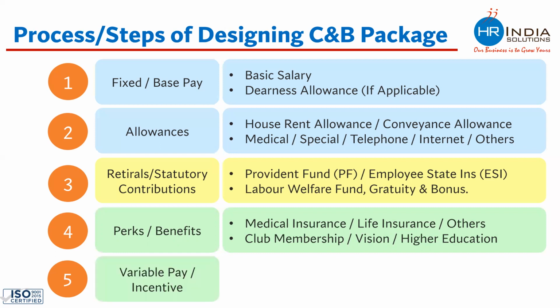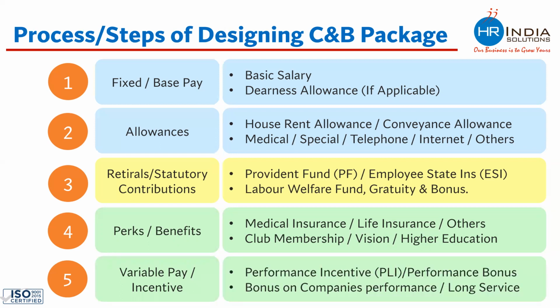Fifth and last step is variable pay or incentive. If the position is something which is required to attain any kind of target, and on the achievement of that target, if the person is getting paid any kind of incentive or bonus, you can add the cost of that as well. The various names which have been given to incentive is performance incentive. Many companies call it as PLI, which stands for performance linked incentive. Many companies call it as performance bonus. In many companies, bonus is paid on company's performance, and in many companies it is paid on long service award. So these are the five important steps. If you follow this, your entire process of designing compensation package would be complete.